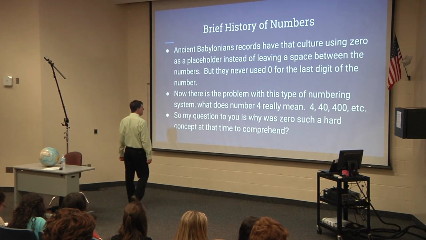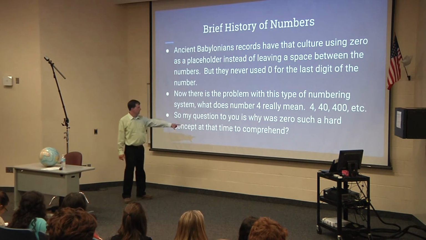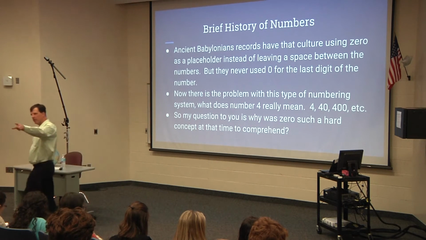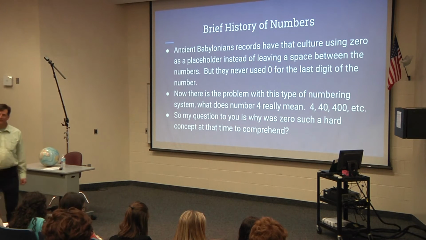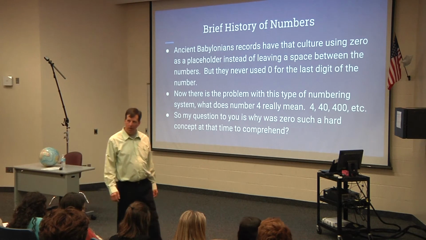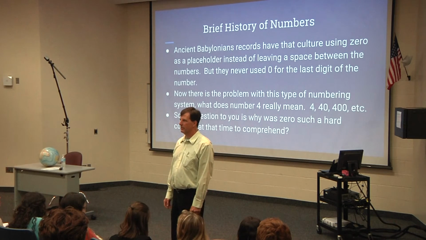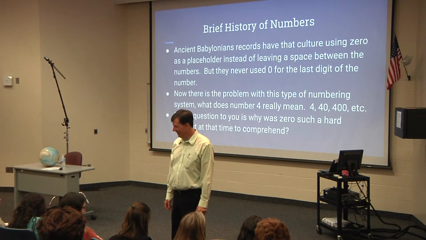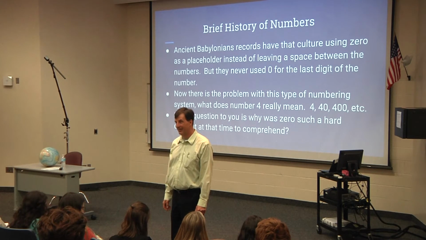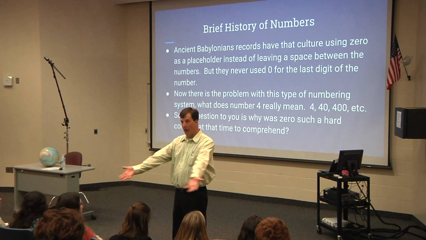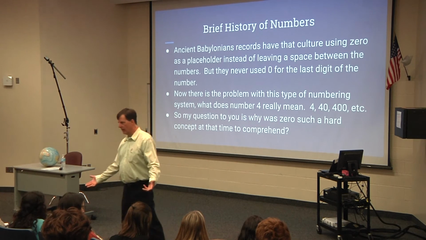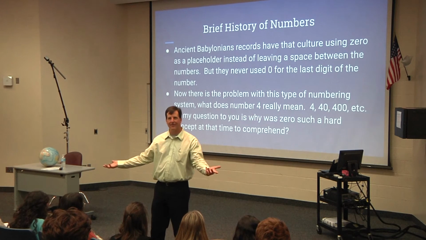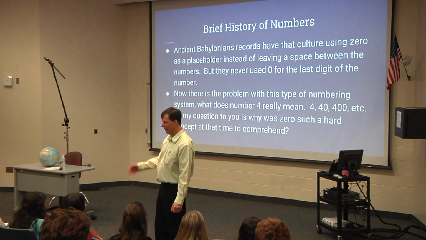So my question to you is, why was 0 so hard to comprehend? Because it meant nothing, or it's a placeholder. Okay, I'll buy that. You can't really see nothing. If you have 1 apple, you can see it, but if you have 0 apples, you can't see it. How many apples you got? What apples? How many oranges you got? Well, there's no oranges there.